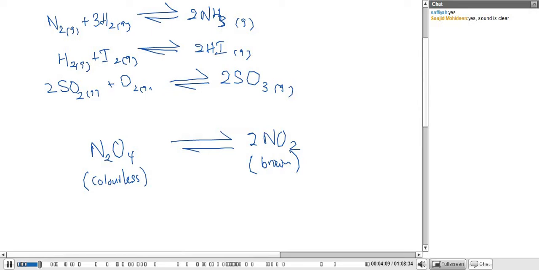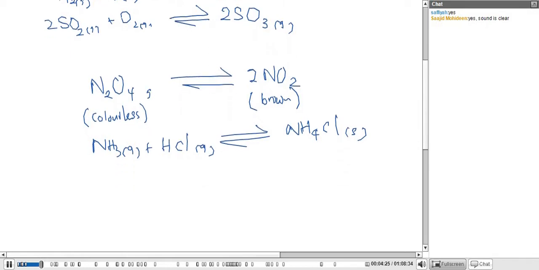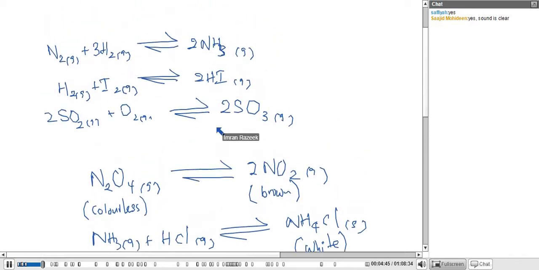So you can see a color change here, two colors. And then ammonia gas reacting with hydrogen chloride gas to form ammonium chloride solid. This is a reaction between gas and solid. Reactants are gases, products are solid. The gases are colorless and ammonium chloride is white. So in these reversible reactions, you can see a color change occurring, and in the above three reversible reactions which I mentioned, there is no color change whatsoever.